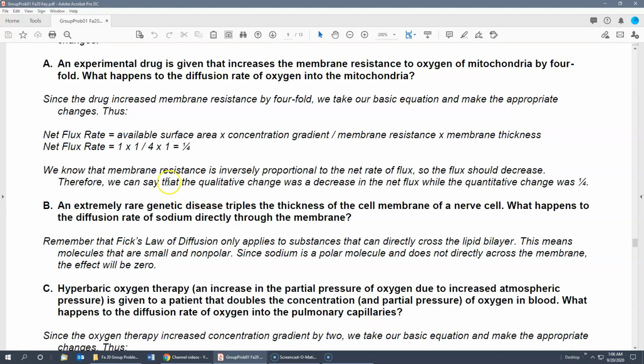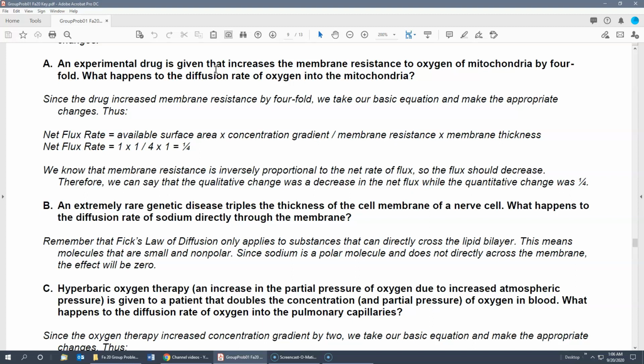So here's your first example. An experimental drug is given that increases the membrane resistance to oxygen of mitochondria by 4-fold. What happens to the diffusion rate of oxygen into the mitochondria? The first thing you ask yourself is, does oxygen fit that criteria of being able to move directly across the membrane? Small, yeah. Nonpolar, yeah. Oxygen moves across the membrane by diffusion all the time. That's how we live. So it's going to go across the membrane by itself, so it fits Fick's law.